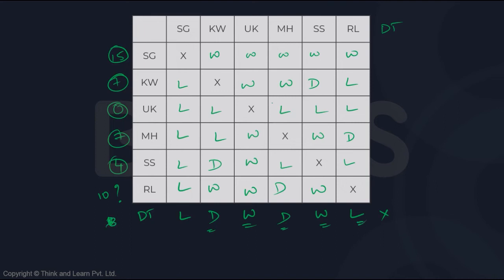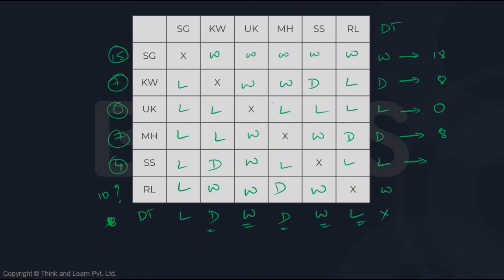So if there's a loss here, there's a win here. Win means loss, draw is draw, win means loss, draw is draw, loss means win. So now the team becomes 18 here. The team here becomes 7 plus 1, 8. The team here remains 0. This team becomes 7 plus 1, 8.